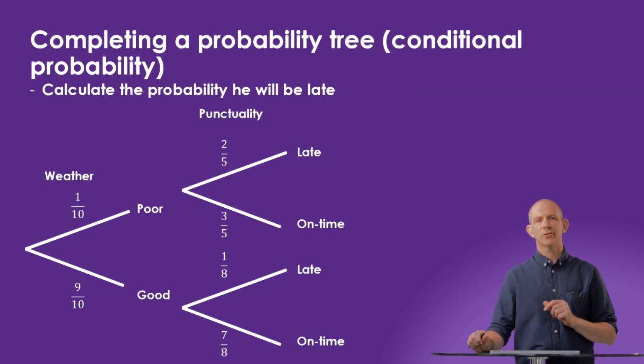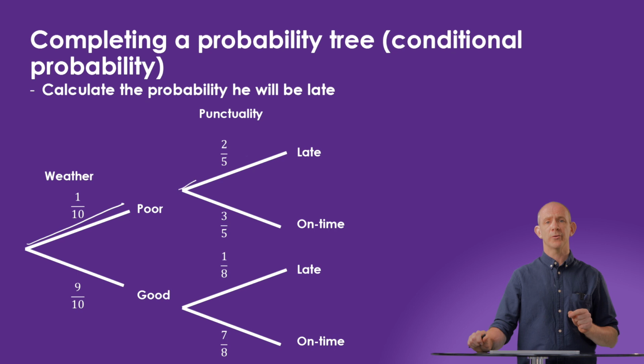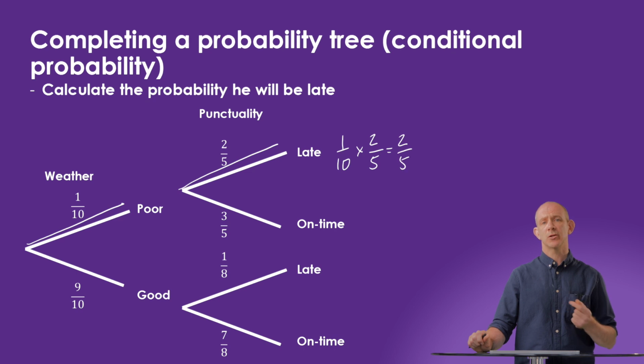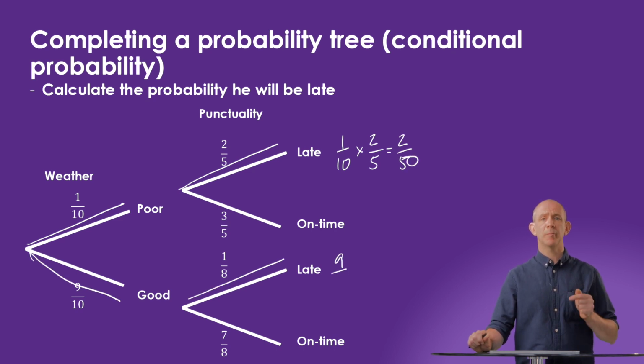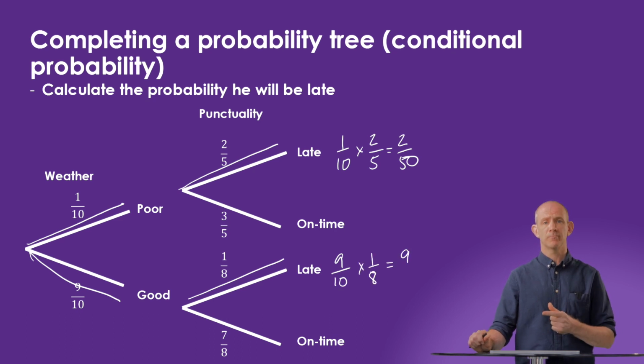The next part of the question is to calculate the probability that he'll be late, and there are two branches that will give us this outcome: when there's good weather and when there's poor weather. The probability when there is poor weather will be 1 over 10 multiplied by 2 over 5, which will give us 2 over 50. When there's good weather, the probability will be the product of 9 over 10 and 1 over 8, which will give us 9 over 80.